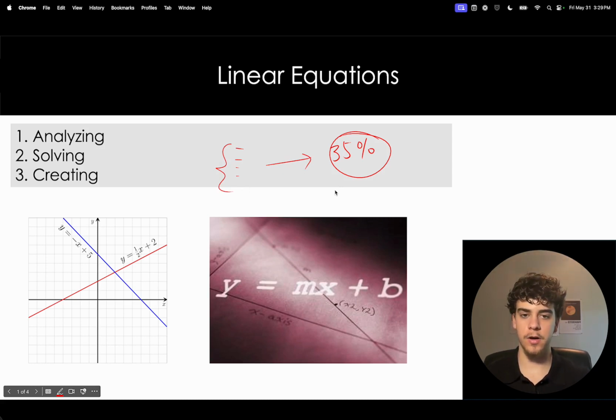So they're very important to know. They're going to be a crucial part. They're basically a building block for like all the other math that you need to know.